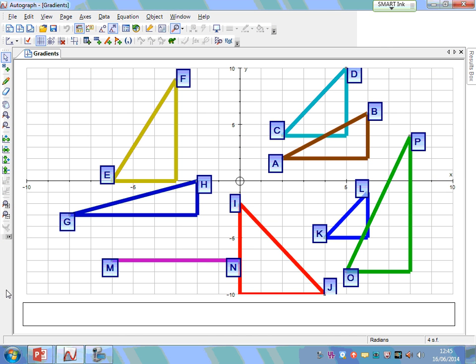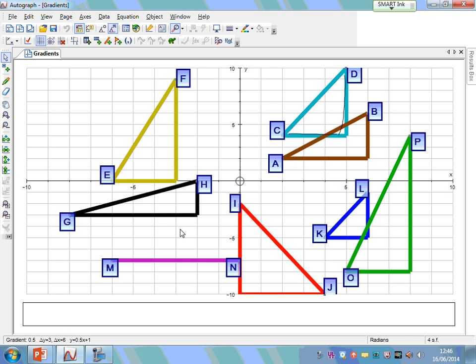Here's my answers here, and I've also got the how far along and how far up for each of these as well to show you. A to B, you can see is just going 4 along and 4 up. That one's got a gradient of 1. C to D here is going along 3 and up 6. That one's got a gradient of 2. E to F is steeper still. That one's got a gradient of 3.